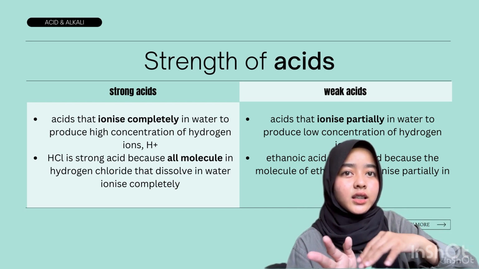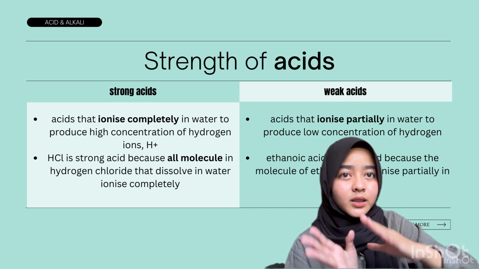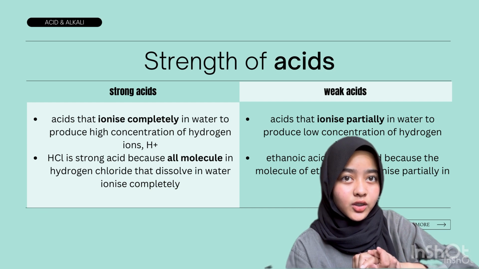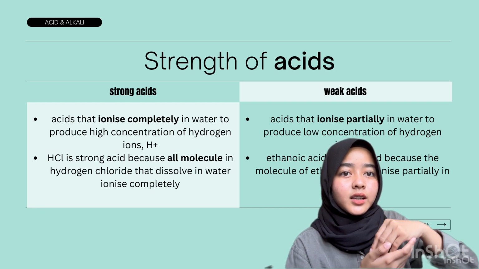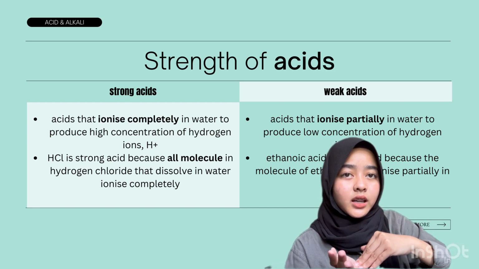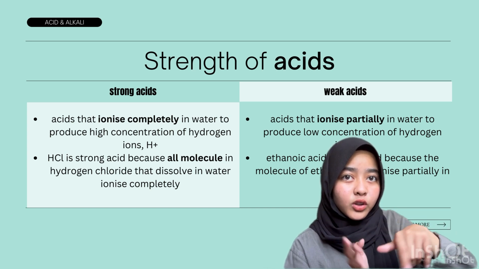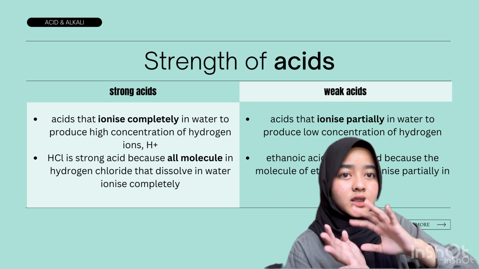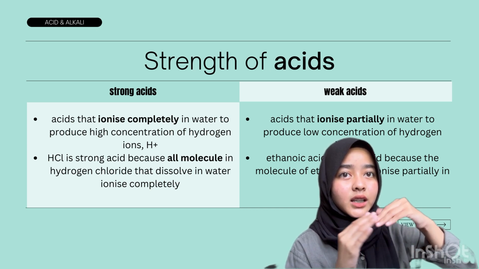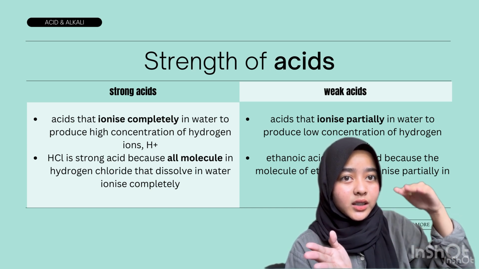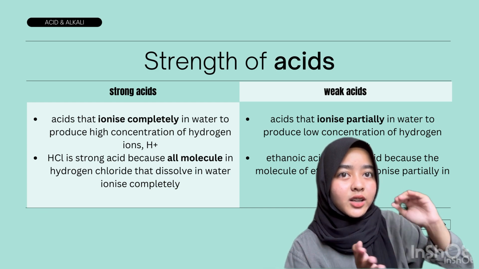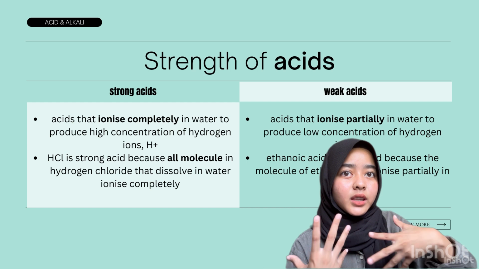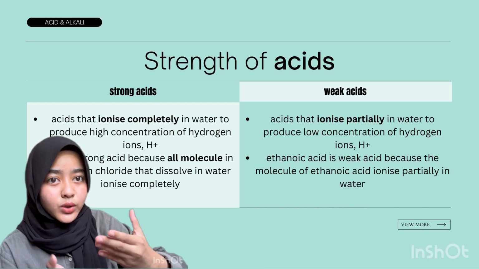Strong acid is acid that ionizes completely in water to produce a high concentration of hydrogen ions, H+. Okay, for example, HCl, because all molecules of hydrogen chloride dissolved in water ionize completely. When it ionizes completely, it will produce a high concentration of hydrogen ions.